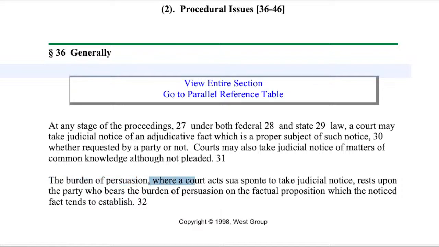The burden of persuasion, where a court acts sua sponte, so when they act spontaneously on their own accord, where a court acts sua sponte to take judicial notice, rests upon the party who bears the burden of persuasion on the factual proposition which the noticed fact tends to establish. So even if the court acts on its own, the party that bears the burden of persuasion, or who is trying to move the court, on the factual proposition which the noticed fact tends to establish, has the burden of persuasion.